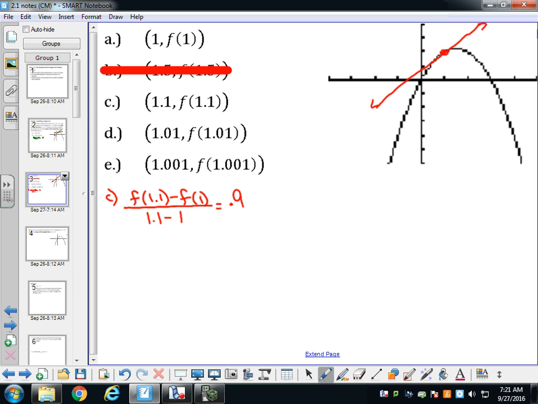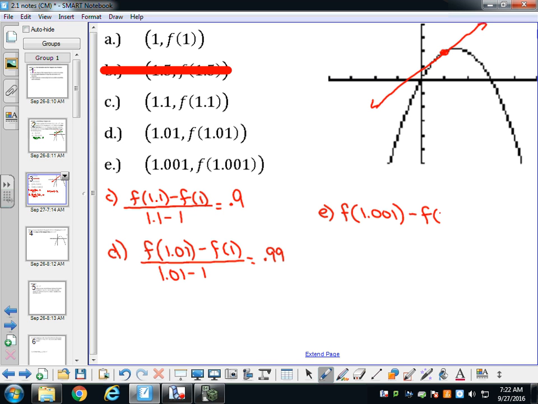What I'm going to do is get even closer to 1. So if I do f of 1.01 minus f of 1, again I'm finding the slope of that line, and this time I get 0.99. I want to get as close to 1 as I possibly can, so I'm going to do f of 1.001 minus f of 1, over 1.001 minus 1, and I get 0.999.